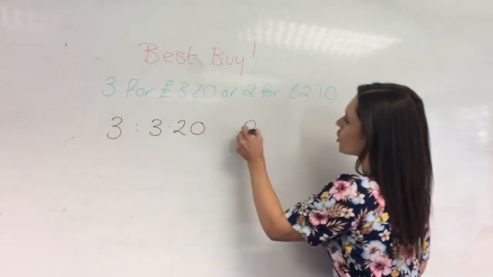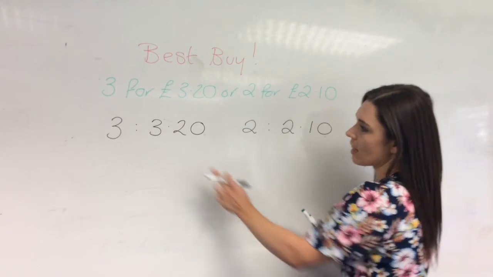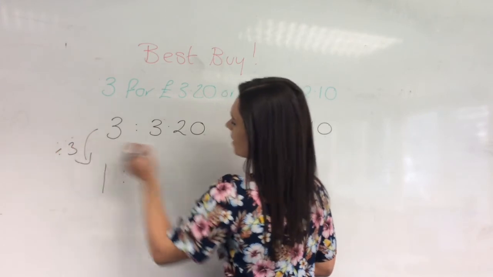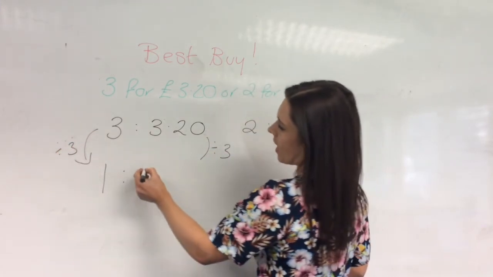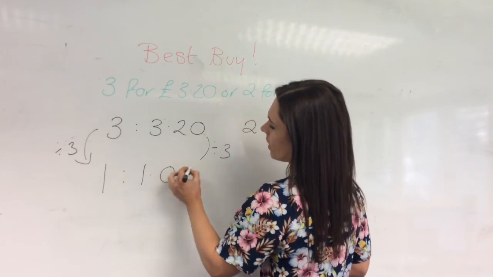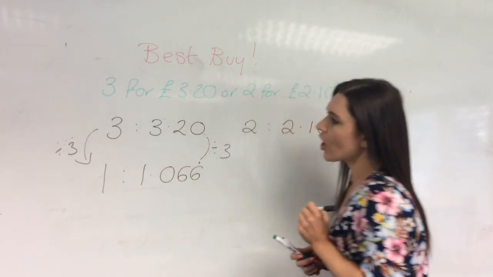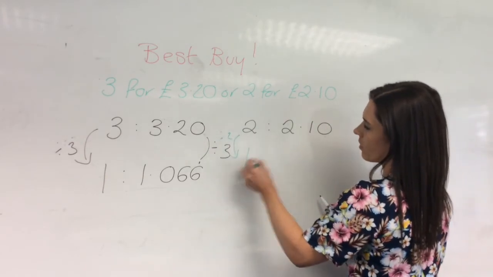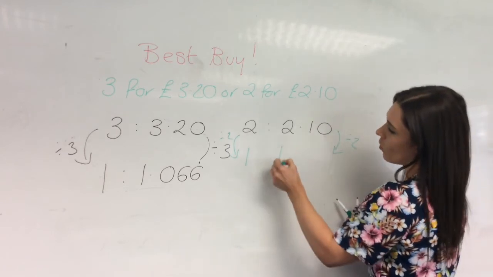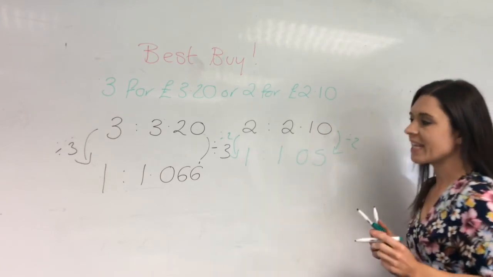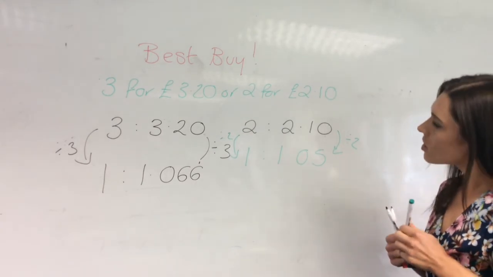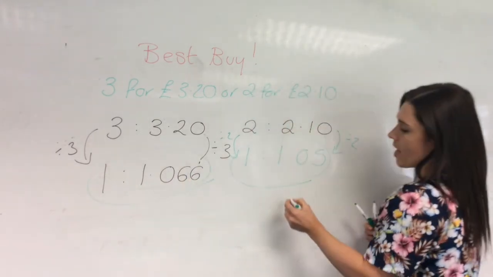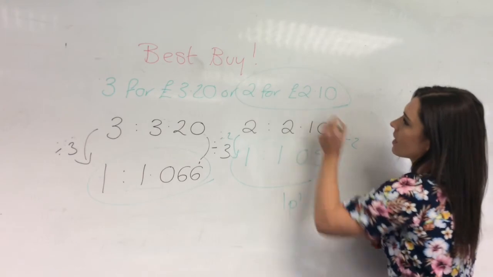3 to 3.20, 2 to 2.10. Let's put this into the form 1 to n first. We divide by 3 this side, so we divide by 3 this side, and that gives us 1.066 recurring. Let's have a go at this one. Divide by 2, divide by 2, 1.05. So you can see there's not much in it actually, but this one is cheaper by 1p. So this is the better buy.